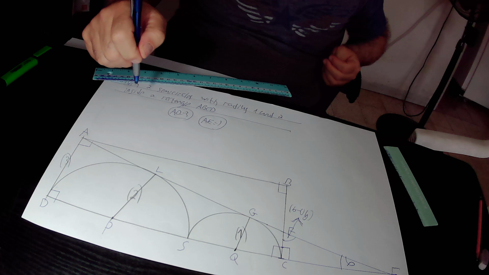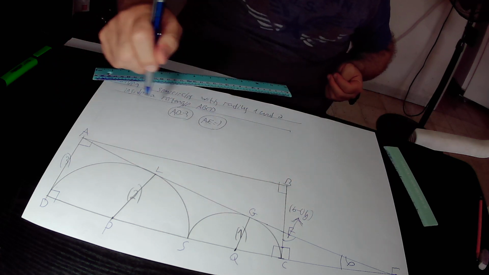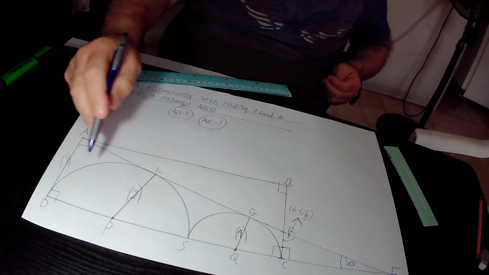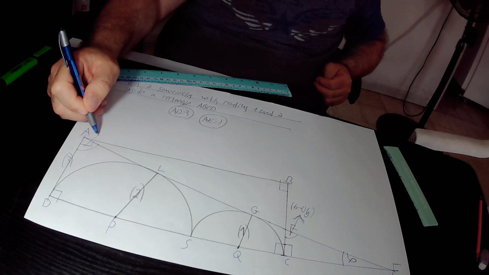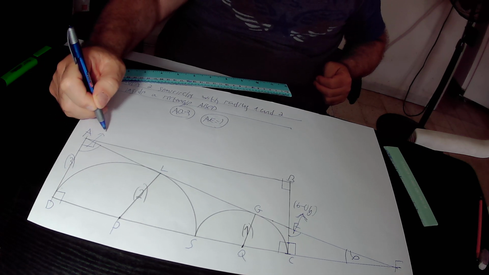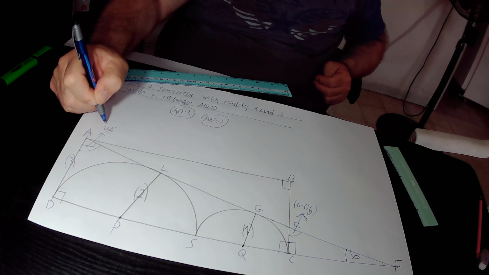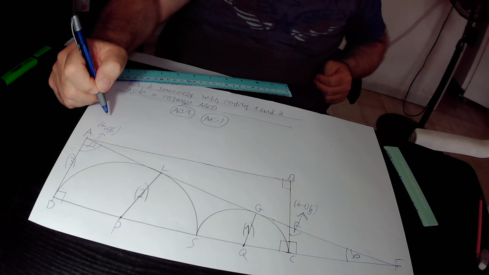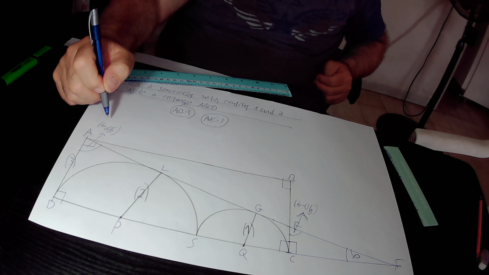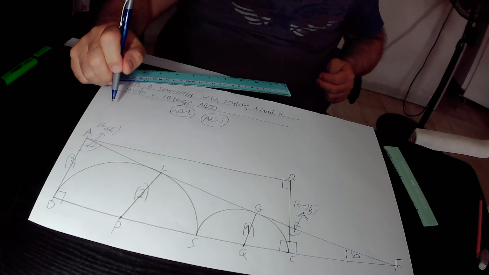Likewise, in the big right triangle ADF, this angle equals alpha, this angle equals 90 degrees, therefore this third missing angle must be equal to 90 degrees minus alpha, according to the rule that the sum of the angles in a triangle is equal to 180 degrees.